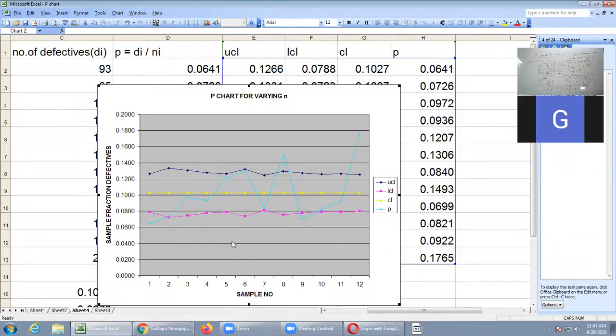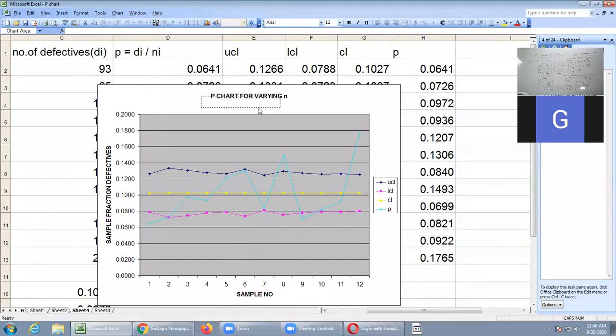So this particular problem, is the process in control or not in control? So the process is not in control. Okay. So you require action, you are producing defective items. You require action and to stop the process first, remove the defective items, and then again repeat the process. So this is about P chart for varying n.